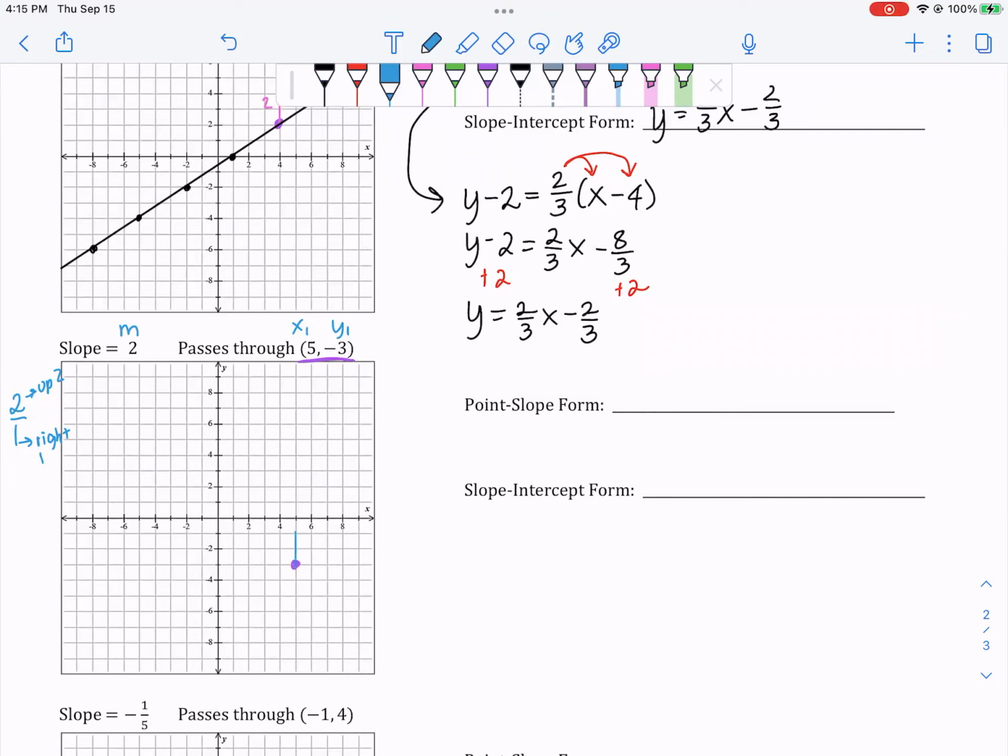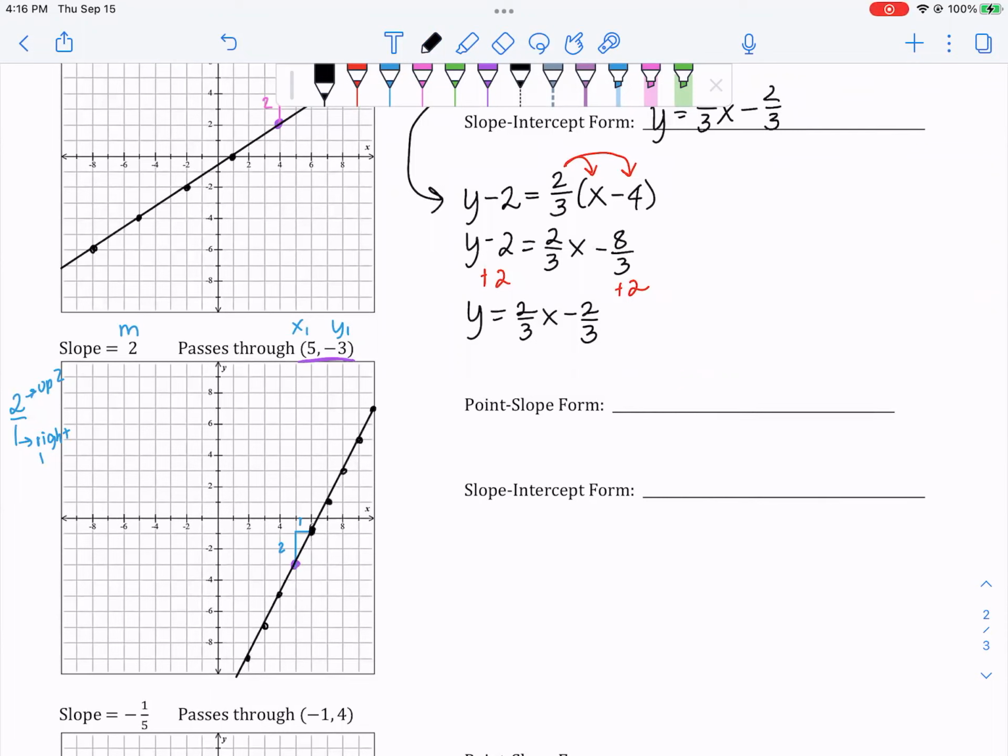Up 2, right 1. Plot our next point. I can continue doing that. Up 2, right 1, and so on. In the backwards direction, down 2, left 1, down 2, left 1, down 2, left 1.